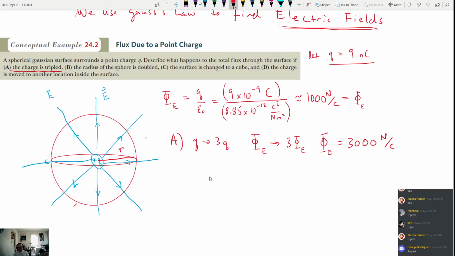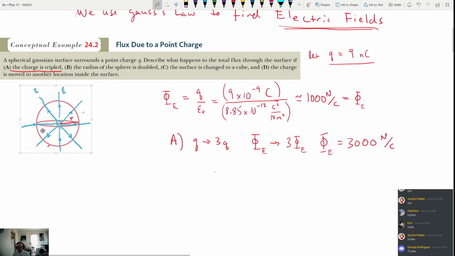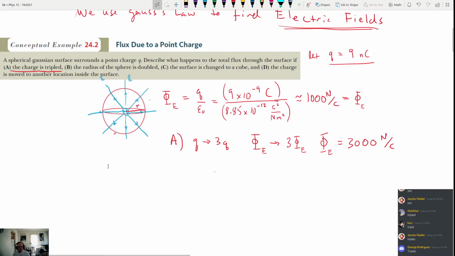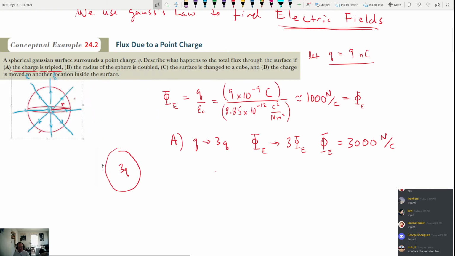So that tells you that, part A, so that was our initial setup, right? For part A, what we have is now 3Q surrounded by a sphere, and the answer is that now the flux becomes triple the flux. Okay? So that was the first part. This is part A. Charge triples.